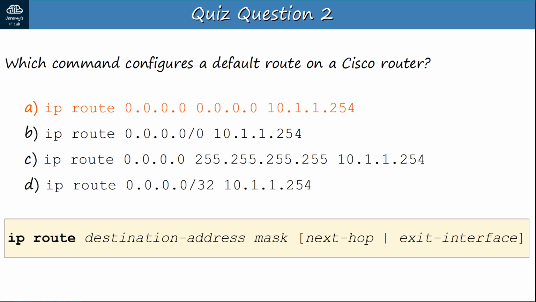ip route, followed by the destination IP address, the mask, and then the next hop IP address or exit interface. Specifying a destination address of 0.0.0.0 with a mask of 0.0.0.0 matches all routes, thus making it a default route that the device uses only if a packet's destination address doesn't match anything else in the routing table. You can't specify a prefix length with a slash in this command. You have to write out the mask in dotted decimal format. Let's go to question 3.